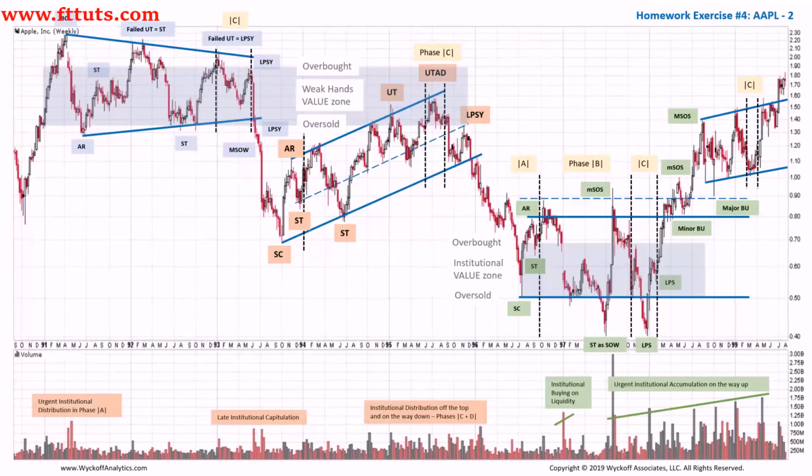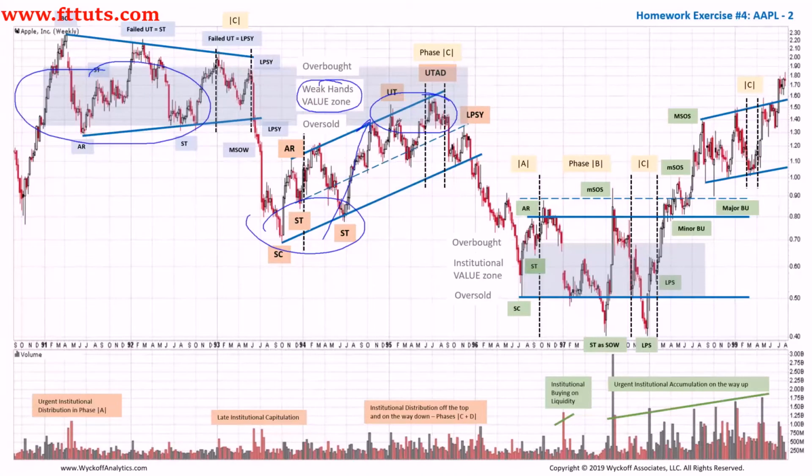Now think about, again, the weak hands value zone. As the price comes back to this value zone, what do you think weak hands are doing? They're getting more and more excited, right? Because this is where they bought before. In their minds, if I bought there before and the price was able from the lows to come back to this level, this is very bullish. So I'm going to be buying again.